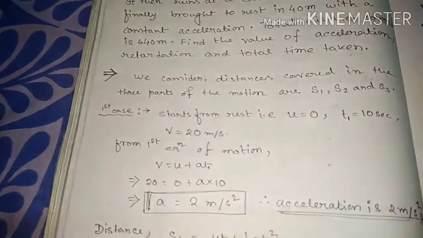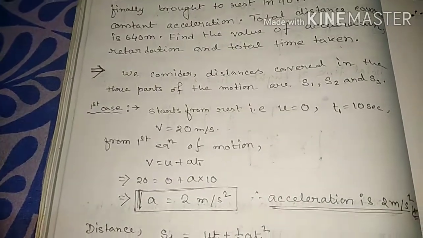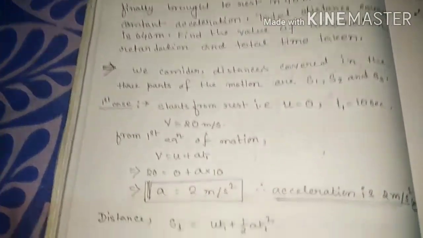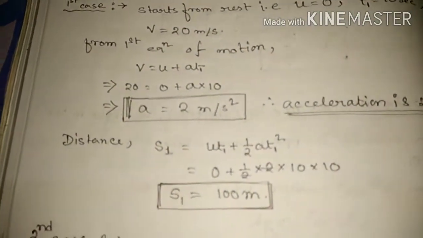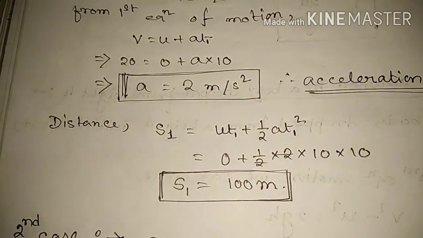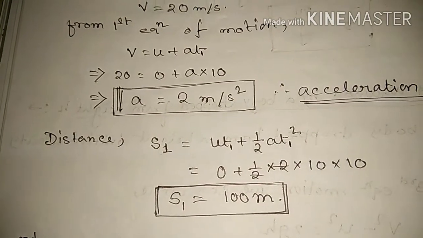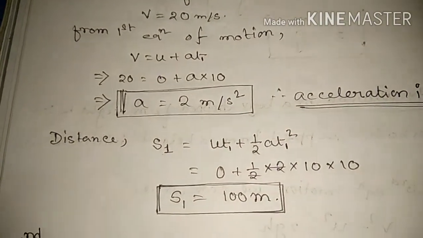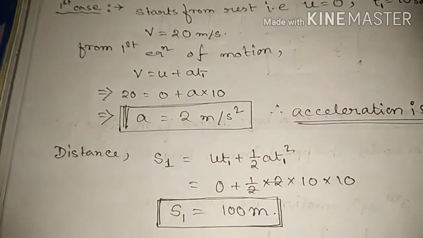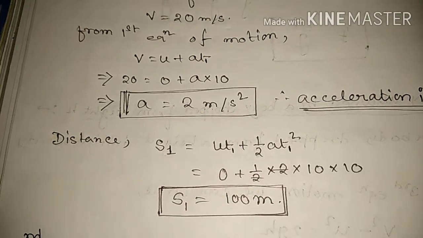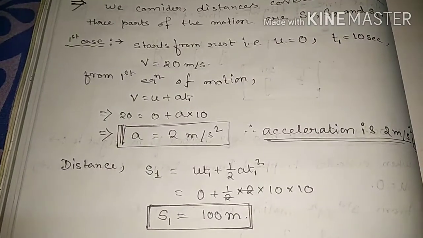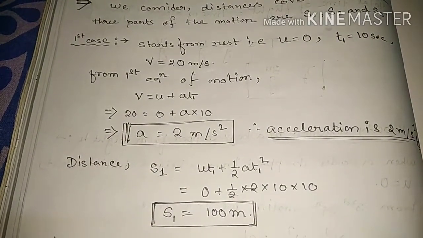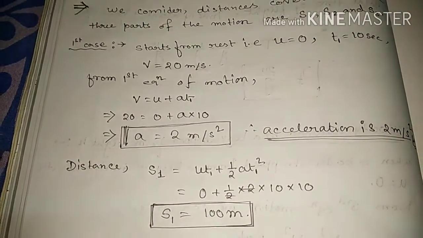Now we find out s1. Using the second equation of motion, ut plus half a t square, because here we mention t as t1, so s1 equals to ut1 plus half a t1 square. u equals to 0 and put the value a equals to 2. So after solving, s1 equals to 100 meter. So this is all about the first information, that means the first case. Acceleration we find out and s1 also.